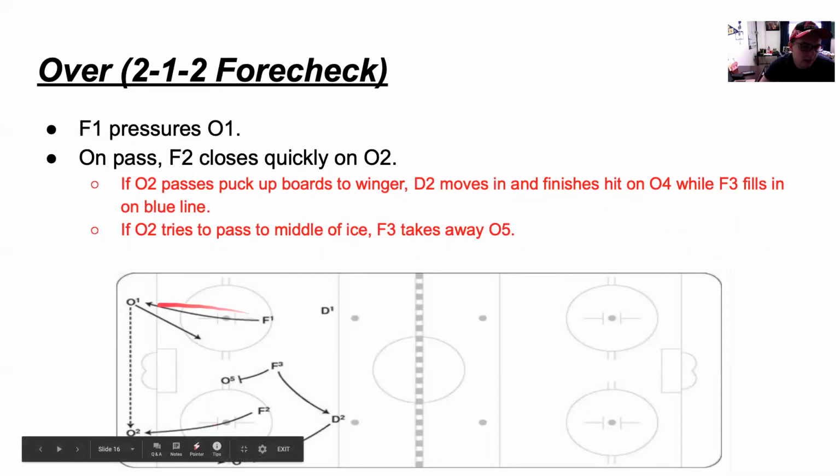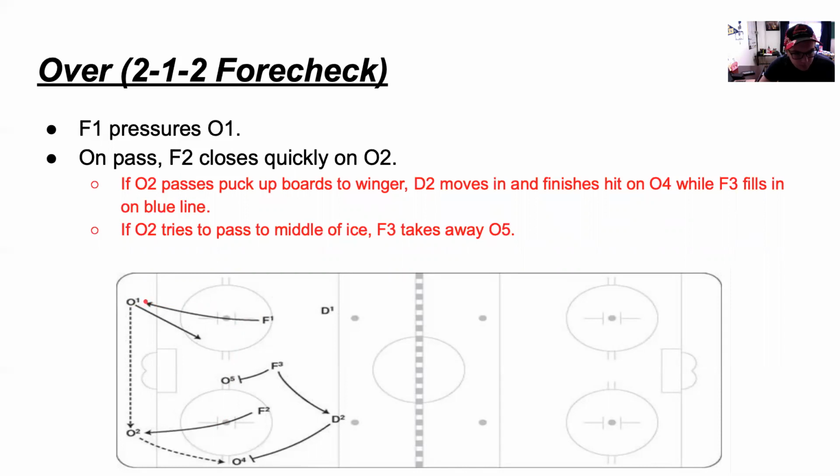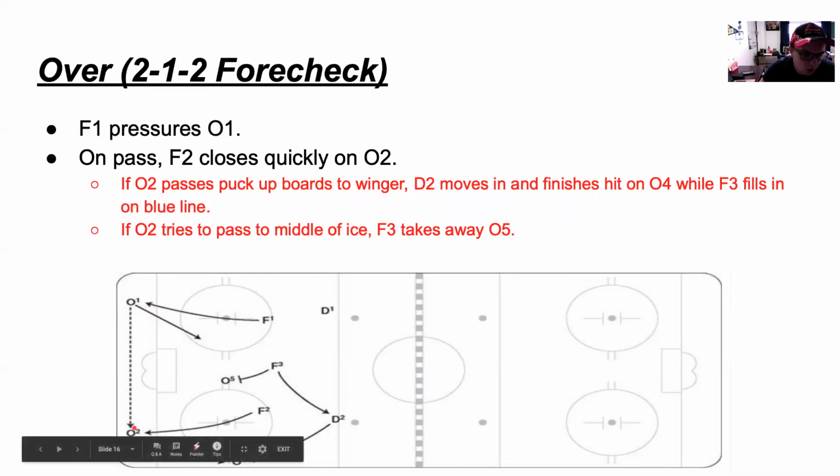So F1 is going to pressure O1. So on the pass, okay, F2 is going to come down and pressure O2 because that's going to make the D to D pass. Okay. Now, as we see O3 over here, and you can't really see it, D2 is going to have to come down and forecheck O3, and then F3 is going to come up and cover D2. Okay. And then F2, once that play happens, has to come over and cover O5.